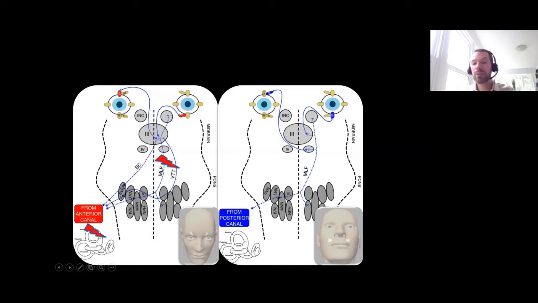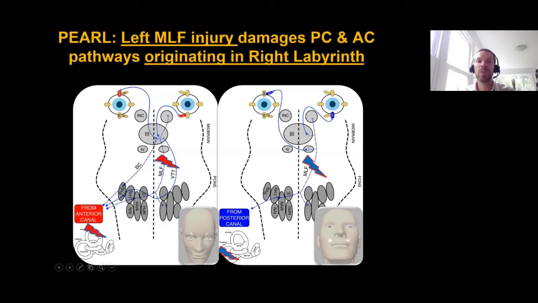There's one single pathway for the posterior canal fibers, that is the MLF, whereas there are 3 separate pathways for the anterior canal pathways. So if you have an MLF lesion, unilateral or bilateral, you tend to affect the posterior canal pathways greater than the anterior canal pathways because there's only one posterior canal pathway as opposed to 3 anterior canal pathways. So if you have a left medial longitudinal fasciculus injury, you're going to damage those vertical semicircular canal pathways, the posterior and the anterior canal pathways that originated on the opposite side in the right labyrinth.